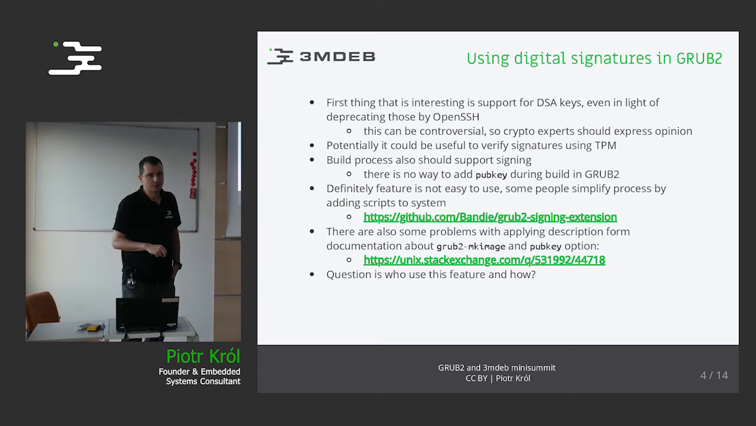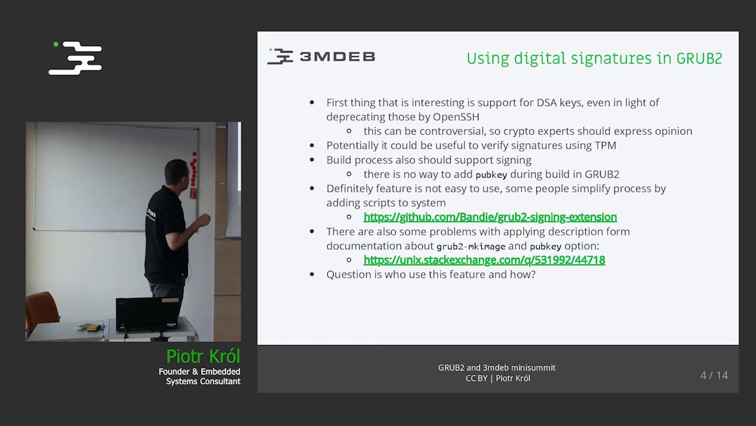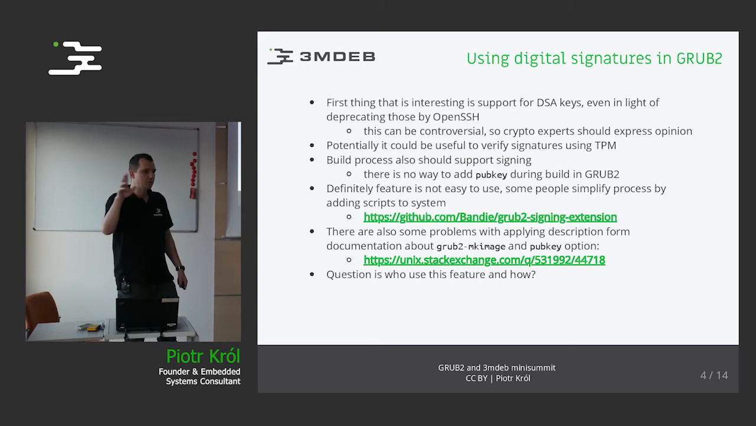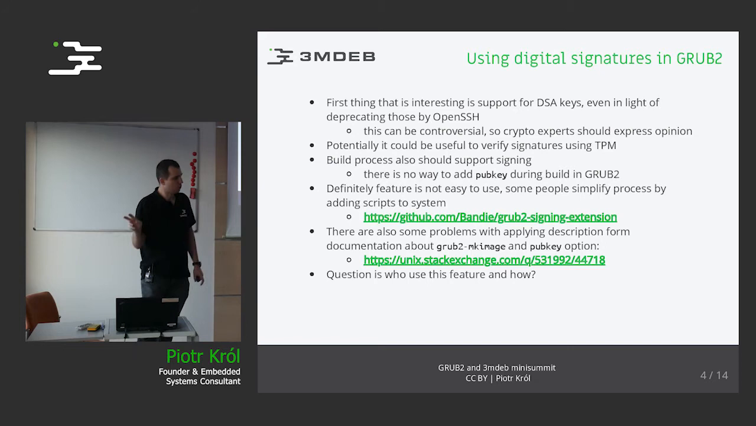There is another problem: the build process does not support signing. The components support it, but the whole process does not. So if you use mkimage and all this tool set, you can provide --pubkey, and this seems to not work. But the option is there. Someone thought about implementing that. I tried that, and there are people that tried that also.